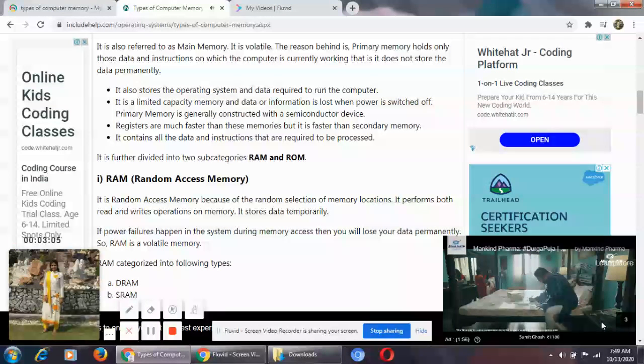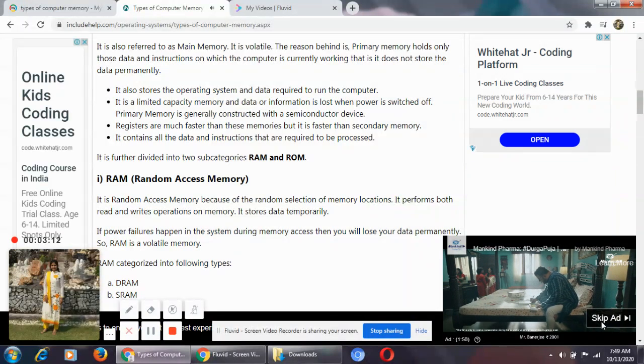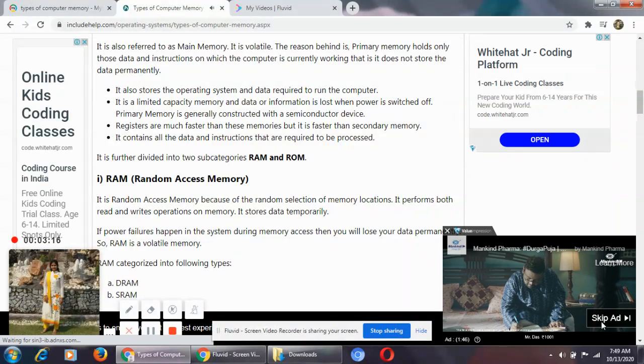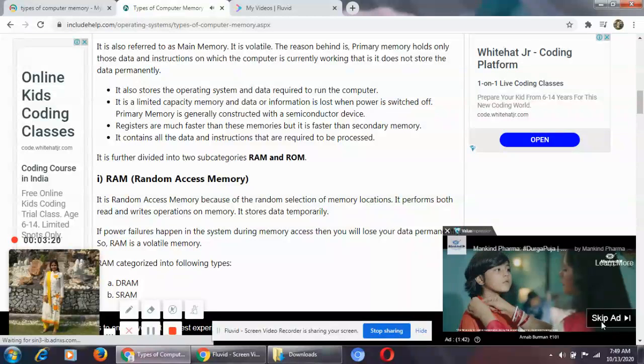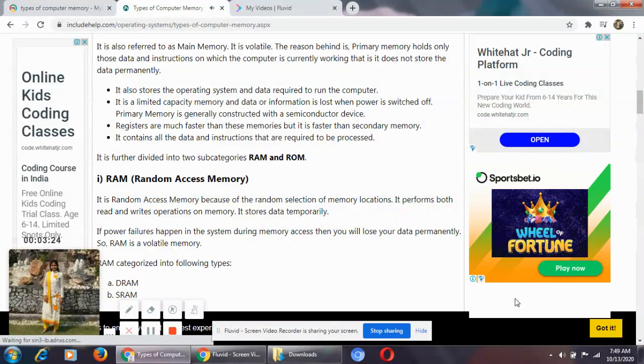It also stores the operating system and data required to run the computer. It has a limited capacity, and data or information is lost when the power is switched off.